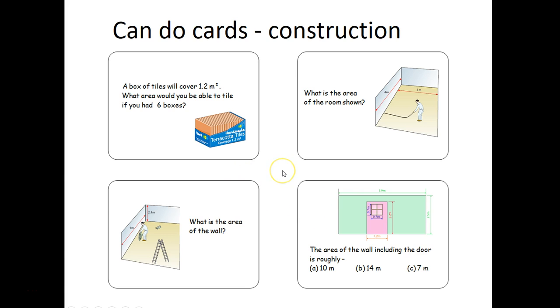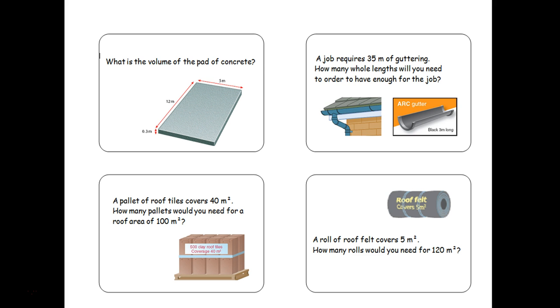We see here a set of what are called can-do cards. This is actually a card sorting activity I've been using in a range of different vocational areas. This is a set of cards for construction. These cards are about the size of playing cards, and each one contains a construction-related maths task. And here's another set.